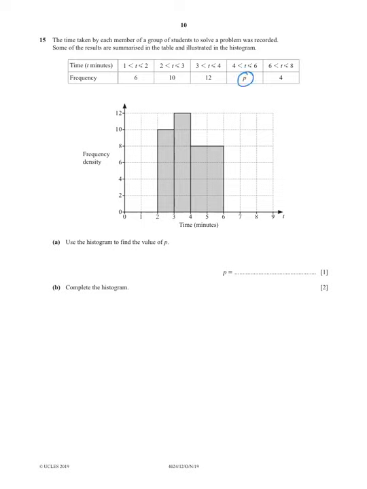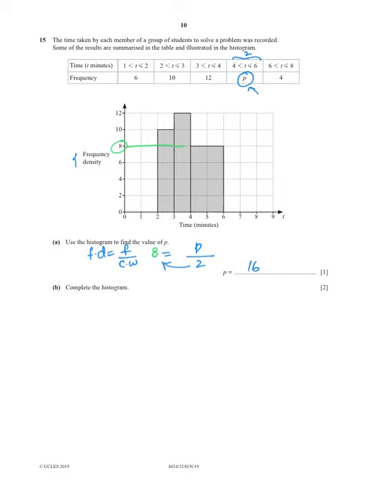Number 15, use the histogram to find the value of P. Make sure you focus that it's frequency density. Frequency density is frequency divided by class width. If you focus on the interval of 4 to 6, the class width is the difference of 6 and 4, which is 2. What is the frequency here? Frequency is P, what we are looking for, and the frequency density from 4 till 6, we have from the graph, is 8. So now you can find the value of P. 2 times 8 is 16, and that is your answer.